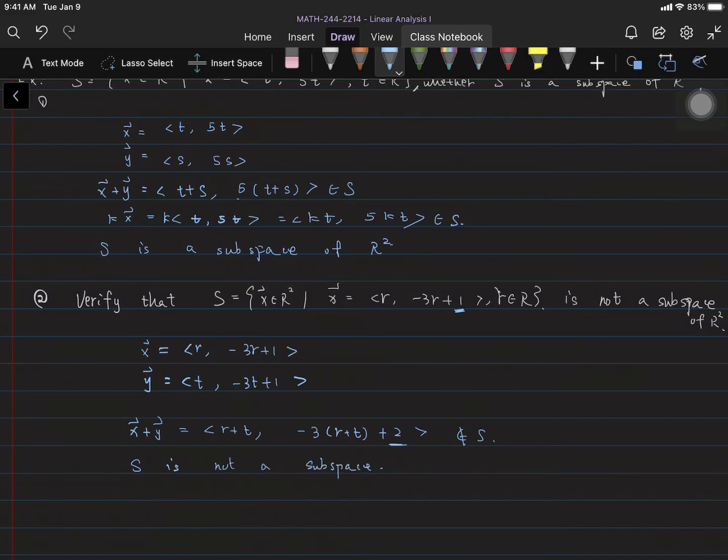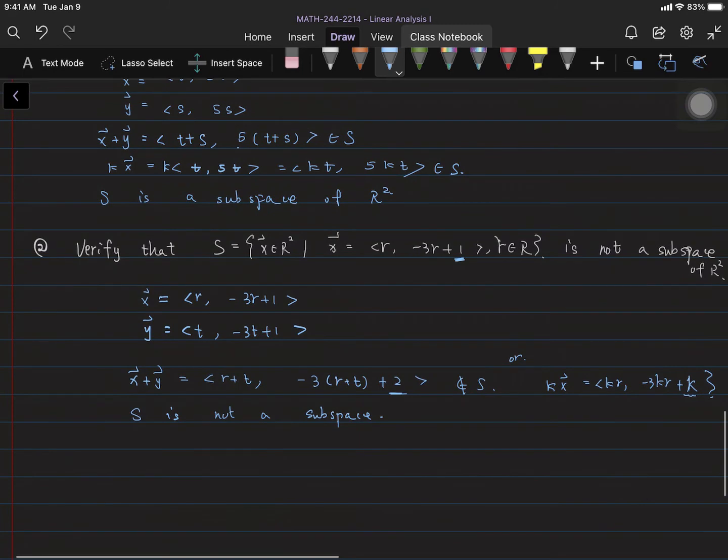Here I used the addition, but you can also try scalar multiplication. If you do the scalar multiplication, you will get kr, negative 3kr plus k, because k can be anything. Definitely this doesn't belong to S, right? You don't have to test the other, because it already doesn't satisfy one condition. If it satisfies the first one, closed under addition, then we test the scalar multiplication. It has to satisfy both conditions.